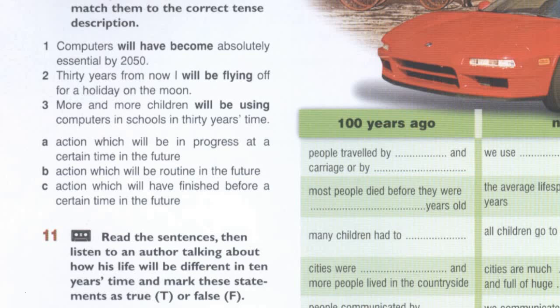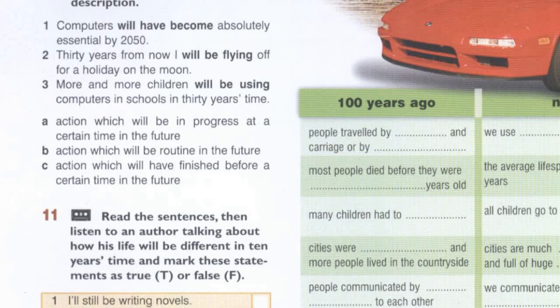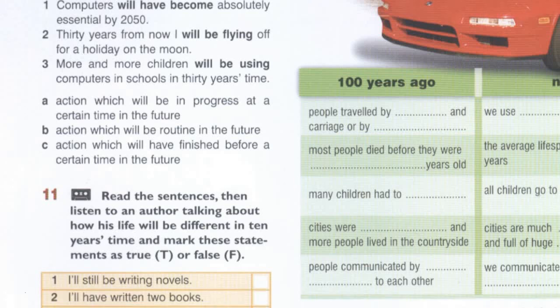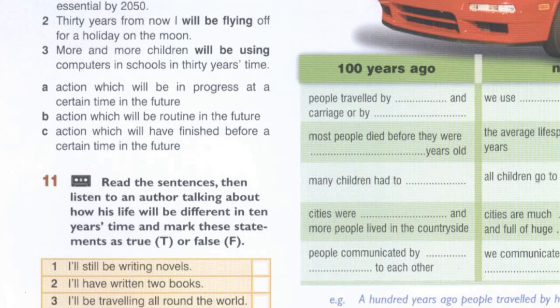Number 2: 30 years from now I will be flying, or number 3: more and more children will be using. Number 2 is the better solution for progressive. The correct or appropriate match for A is 2. How about B? Action that will be routine. Number 3, you can see more and more children will be using, routine.